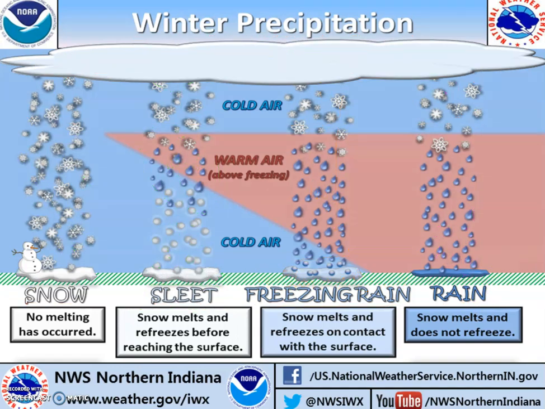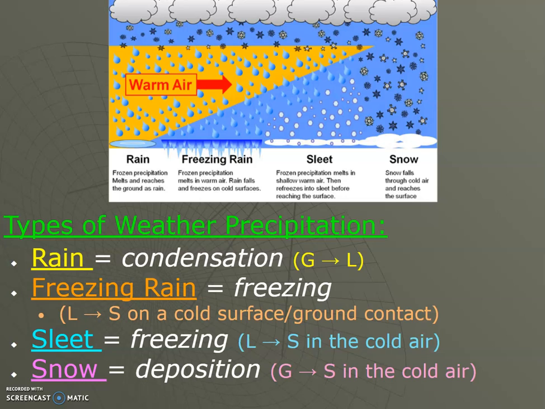All right, so to summarize what happens when it precipitates in the winter, the rain is going to be your condensation. That's going to be your gas to your liquid. You have that warm air and warm ground, and it's going to stay that way. Your freezing rain is going to be when you have rain that freezes on the ground. That's where you see that cold surface on ground contact.